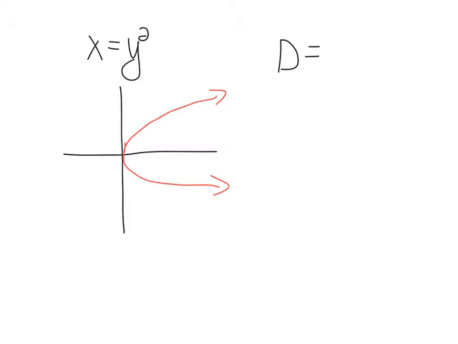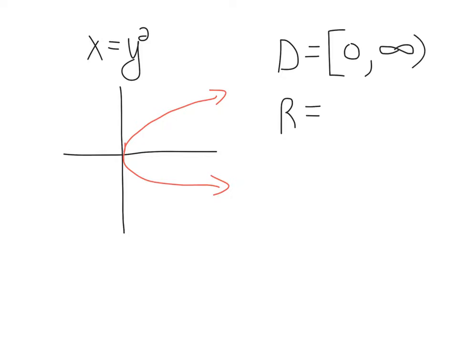Now, domain, we want to think x-coordinates when we think left and right. So, what's the farthest left x-coordinate? In this case, it's going to be 0. And I am going to include 0 because it is on the graph. So I'm going to do a bracket, 0, and then it keeps going to the right forever. So I'm going to do infinity.